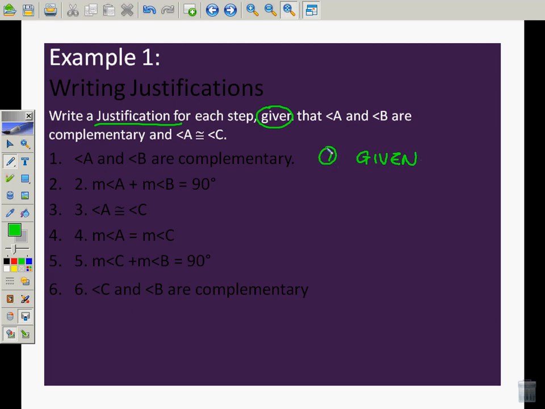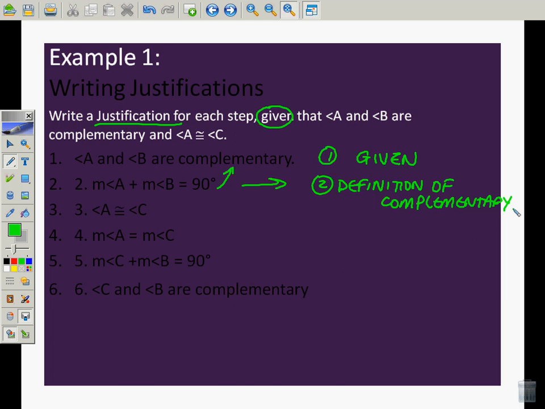So let's look at number 2. Number 2 says the measure of angle A plus the measure of angle B is equal to 90. We need to know why we can say that. If we look at the previous step, it says A and B are complementary. Well, what does complementary mean? It means that they add up to 90 degrees. And so the reason why we can say this is that's the definition of complementary. That's the definition of complementary, is that they add together to equal 90 degrees.